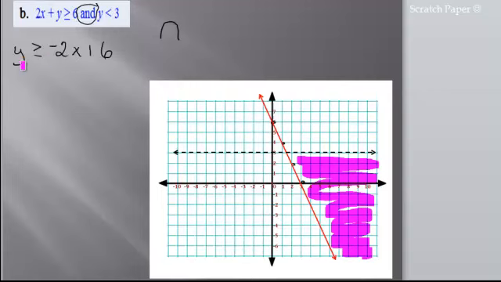So let's go over that again. Y is greater than this means we shade above this line, so everything this direction. Y is less than 3, so we shade everything this direction. And since this is an intersection, we only want where those two sections meet, or where they cross or overlap. So that would be this area right here.